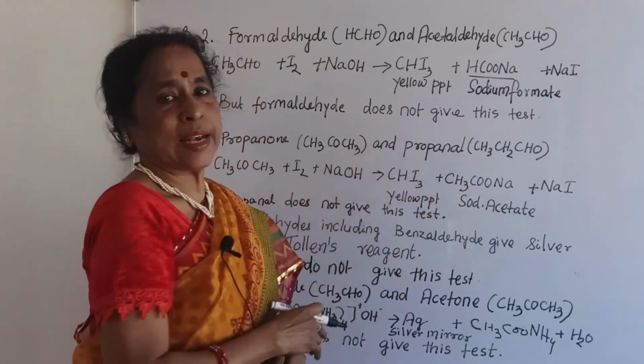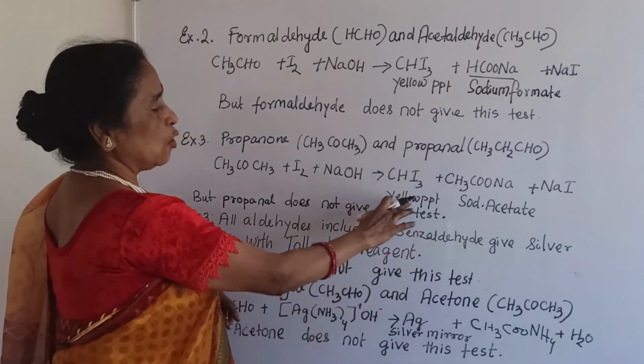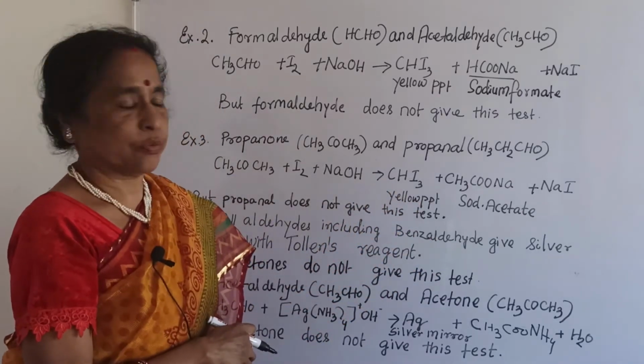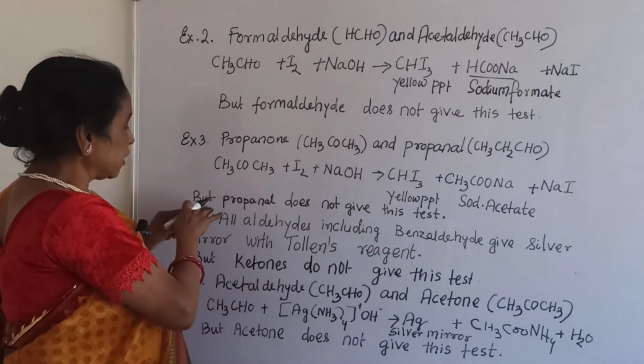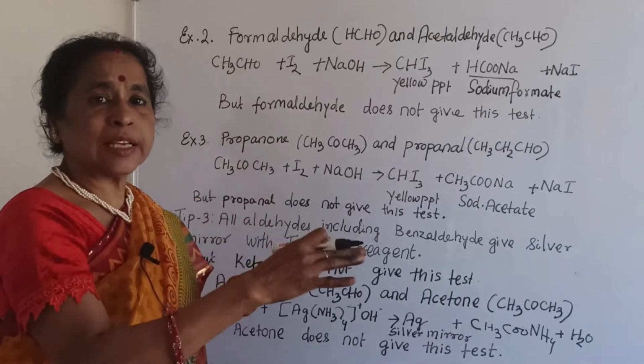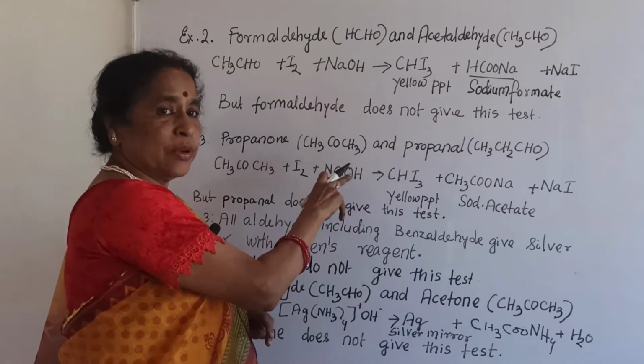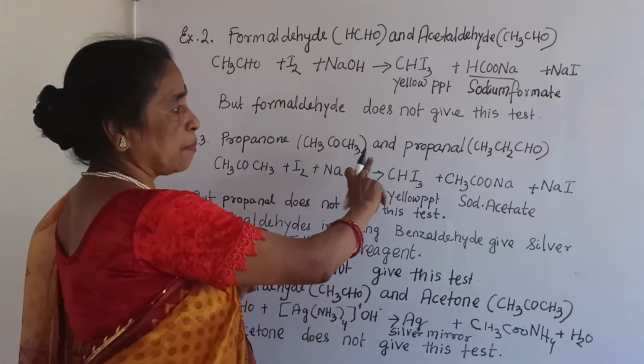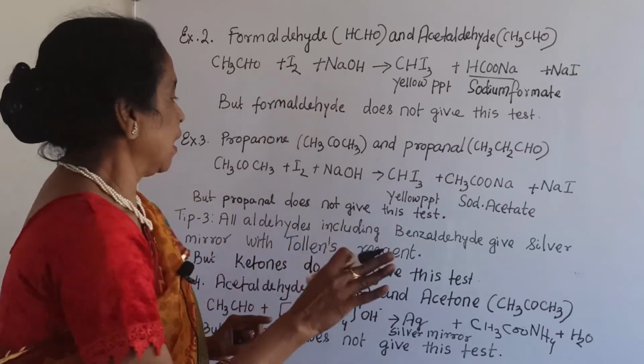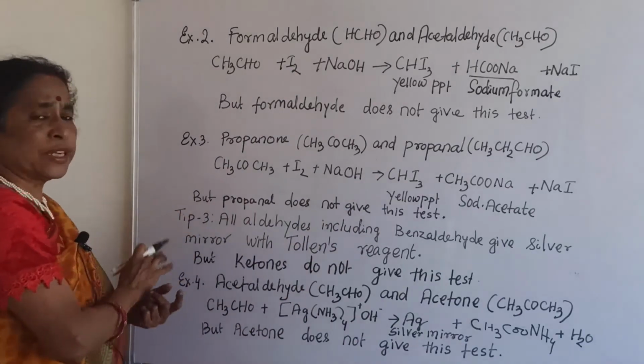CH3COONa and NaI. That is important, that yellow precipitate of iodoform. And here also we will mention, but propanol does not give this test. Which test? Iodoform test. Only propanone will give iodoform test, whereas propanol will not give any iodoform test. Then come to tip point 3.